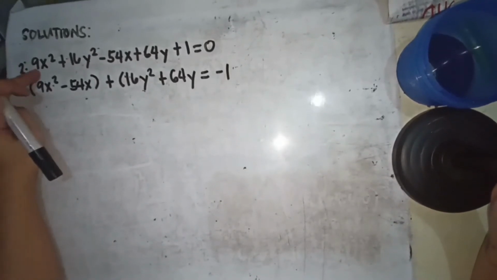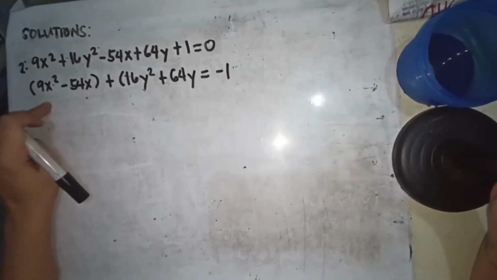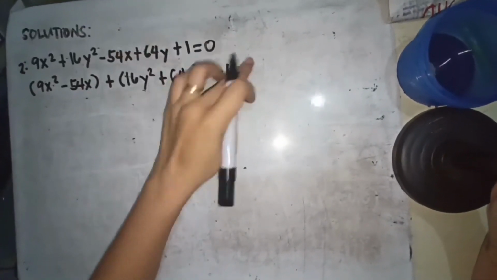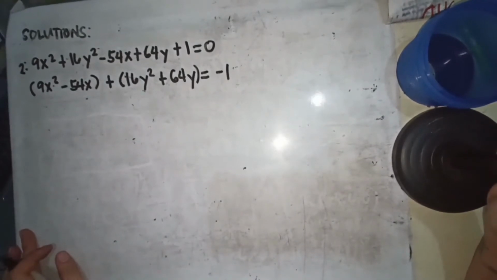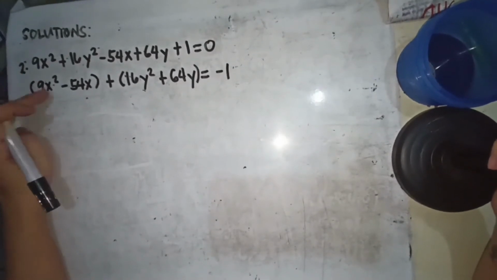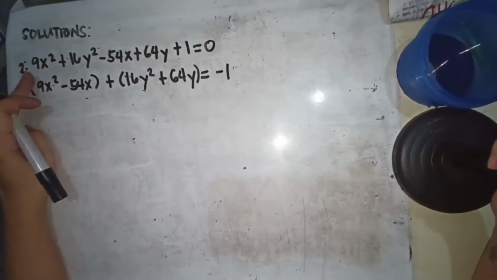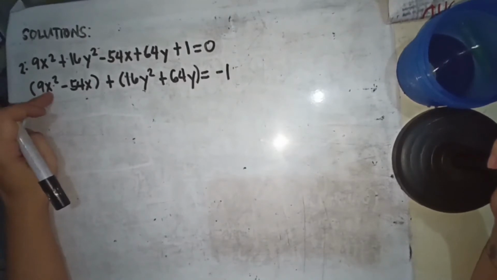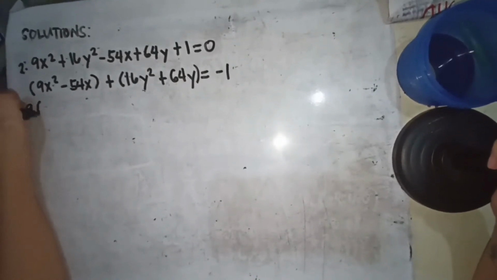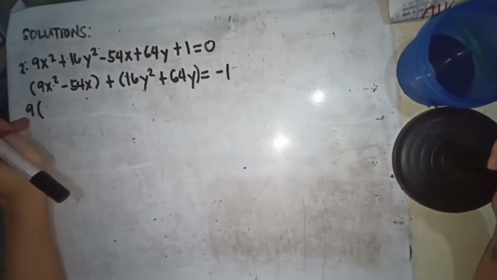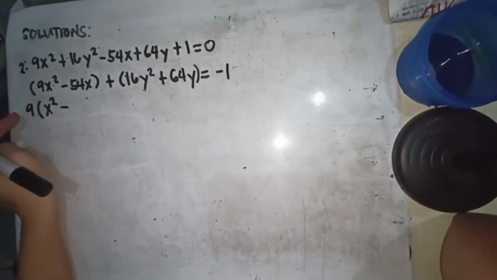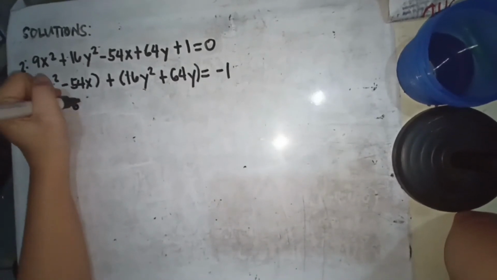So, again, 9x squared minus 54x, grouped. We have 16y squared plus 64y, grouped. And then the constant is transposed to the other side. Okay, next is to factor out the coefficient of the squared term. So, for example, for x squared, we have 9. Let us factor out 9. So, we'll have 9 times x squared, 9x squared divided by 9 is x squared, minus 54x divided by 9, we have 6x.